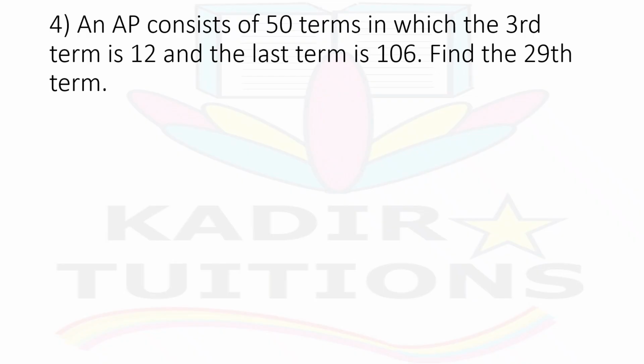An AP consists of 50 terms, in which third term is 12 and the last term is 106. Find the 29th term. Okay, so one AP is having totally 50 terms, it seems. In that, third term is 12. So how can I write third term? You can write T3 or A3, which is equal to 12. And the last term is 106. What is the meaning of last term? AP is consisting of 50 terms, then last term refers to T50. T50 equal to 106.